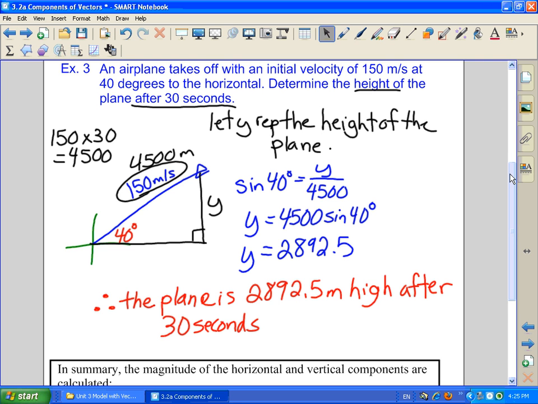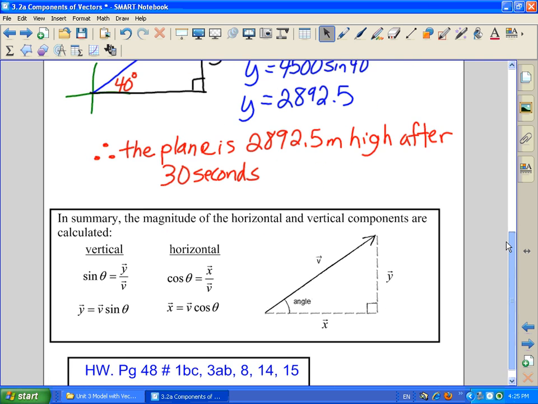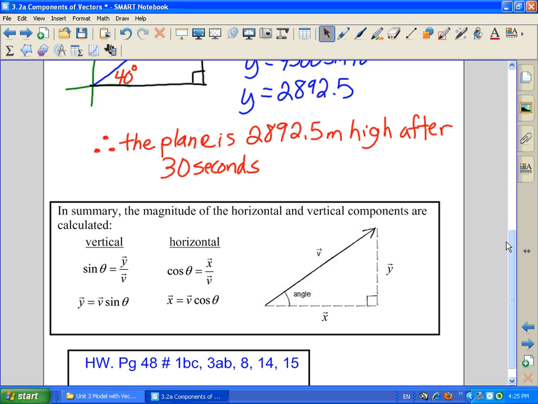Okay, let's just quickly summarize what we've learned today. So again, ladies and gentlemen, if you're given the resultant, you can find the magnitude of the horizontal and vertical components using SOHCAHTOA. So for vertical, you're going to end up taking the magnitude of the vector and timesing it by the sine of the angle. Whereas to find your horizontal component, you're going to take the magnitude of the vector and times it by the cosine of the angle.